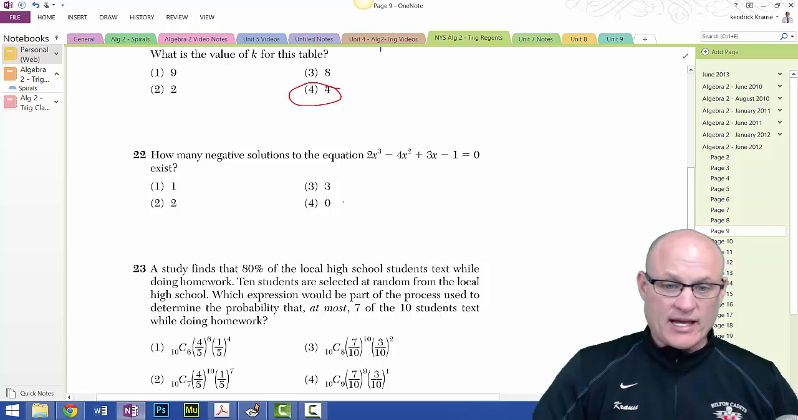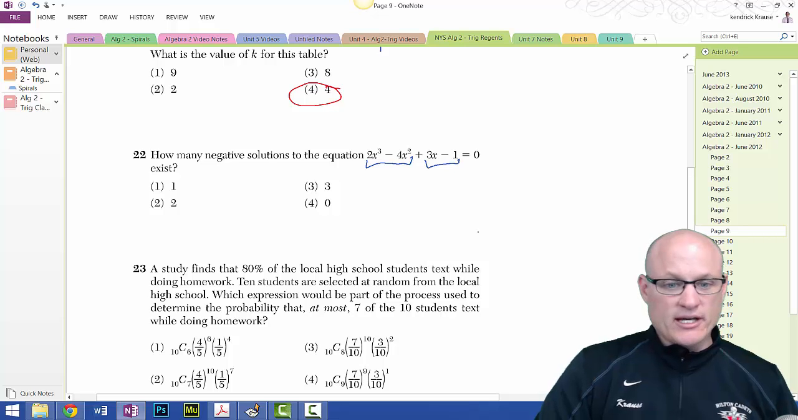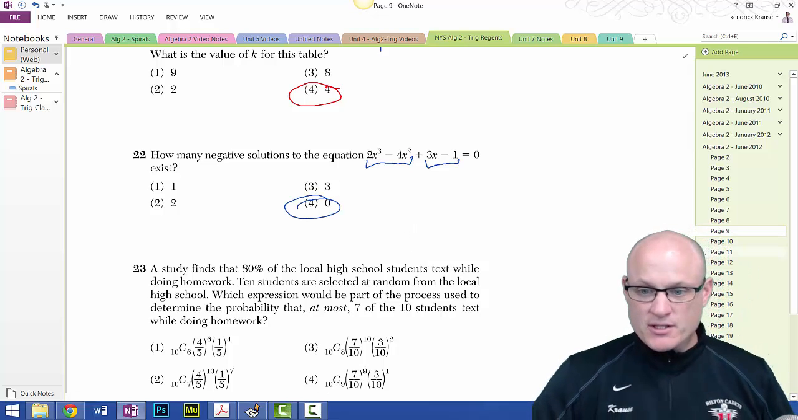Now, having said that, I could also factor this thing. I think I could factor this. No, it's not even factorable. Yeah, the only way to do this is just to graph it and see how many negative solutions there are. There are none. There are no negative solutions. All right.